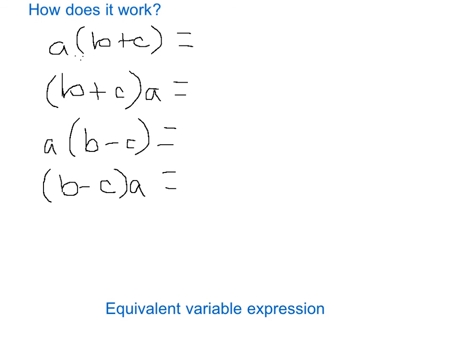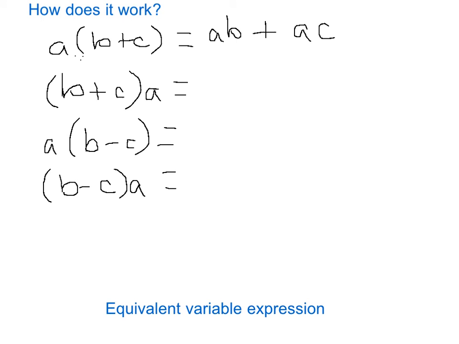Alright, I've got some examples of how this would work. So if I want to distribute the A times B plus C, I start by distributing the A because it's outside the parentheses. Then I'll distribute it through here and show you how it works. So first of all, I start with A times B. I'll distribute the A through there, plus A times C.